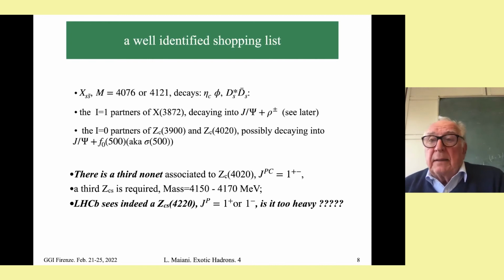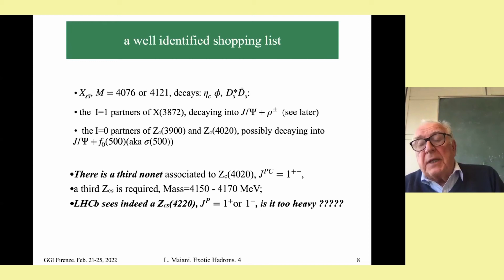They have some evidence for that. It's not clear, but they have some evidence for that, which is, however, either 1+ or 1-. If it is 1+, then it has exactly the right quantum numbers to be in the nonet of the Z4020, but it is perhaps a little bit too heavy, because from 4020 to 4220, there are 200 MeV, which is a little bit too much.